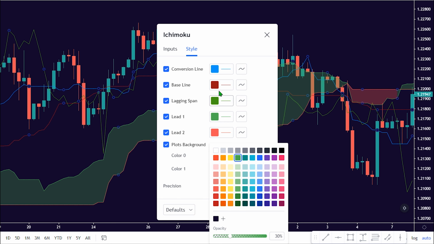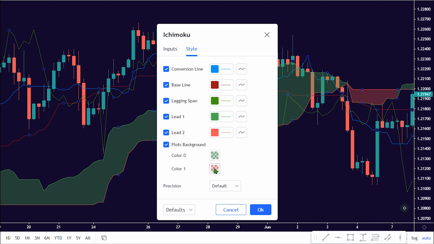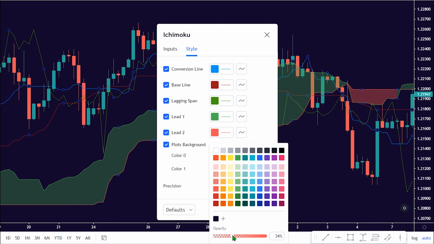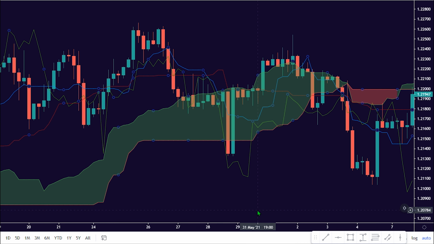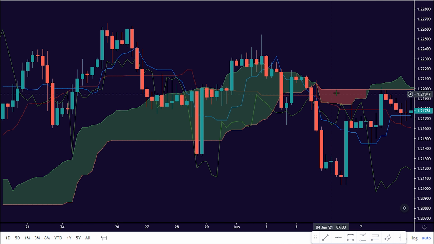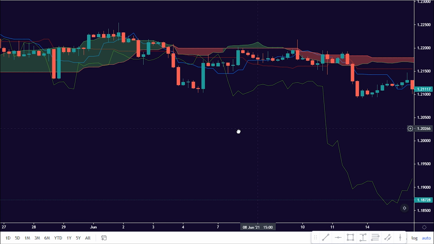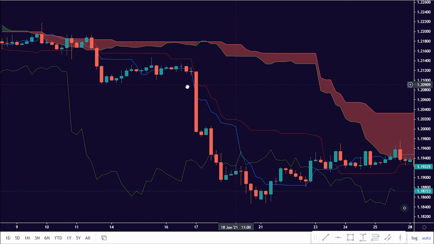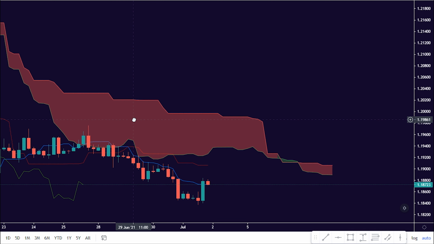Traders can modify the colors of the lines to suit their preferred color of interest. You can also increase the opacity of the color 0 and color 1 settings to reveal the cloud of the indicator. Just make sure the clouds are not too deep so you can see the information of the candlesticks and other lines of the indicator.